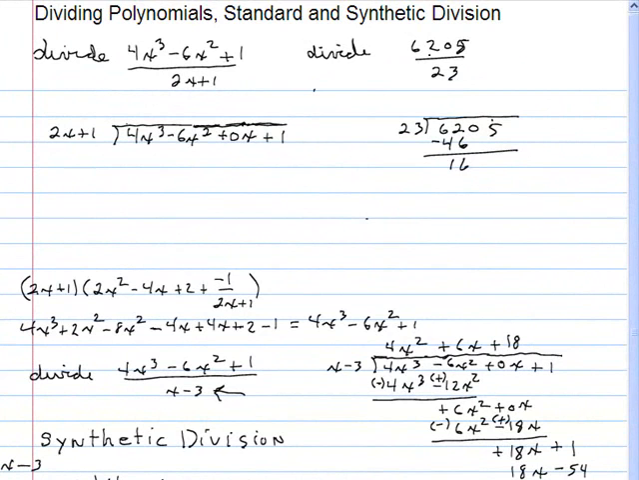I've got two division problems written up here at the top of the sheet. One is regular number division and one is a polynomial division. They're in the same form: 6205 divided by 23, and 4x cubed minus 6x squared plus 1 divided by 2x plus 1. When we write this up in long division, we put the 23, called the divisor, on the outside, and we put the number 6205 on the inside.